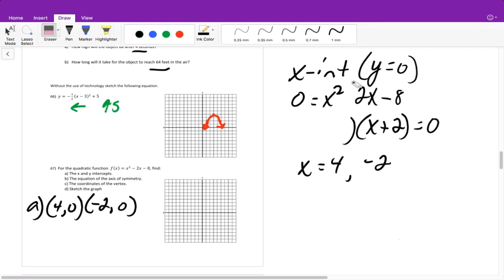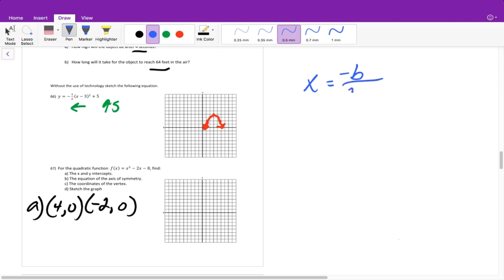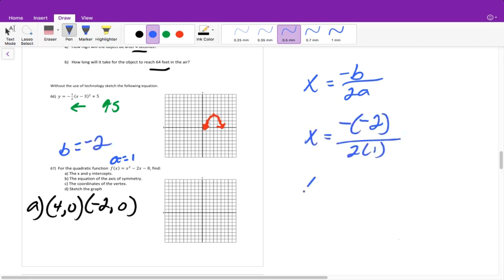For B, it says the equation of the axis of symmetry. So the equation of the axis of symmetry, you will be given this formula, and it is x is equal to negative b over 2a. Well, our a is equal to 1, and our b is equal to negative 2. So our axis of symmetry is negative of negative 2 over 2 times 1, which x is then equal to 2 over 2, or x is equal to 1. So for B, x is equal to 1.